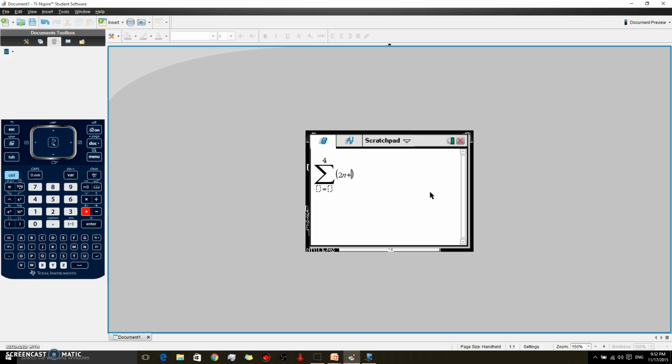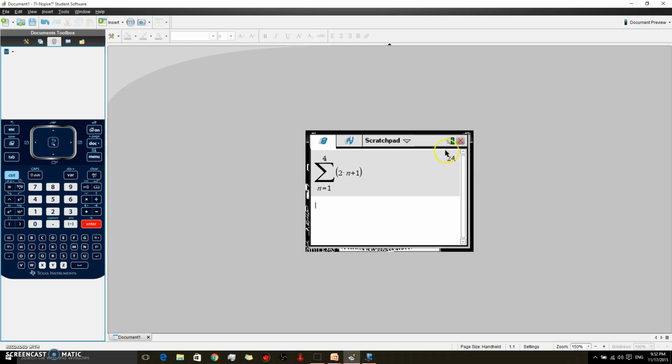and you enter the general formula on the right, which would be 2n plus 1. And the first term is 1, so you type n is equal to 1. You click enter, and that's your answer. The sum of the first 4 terms is 24.